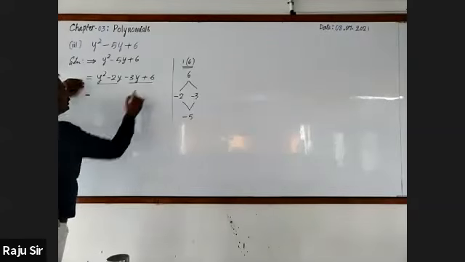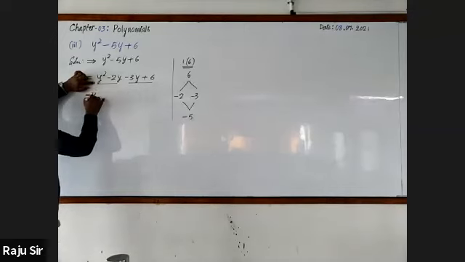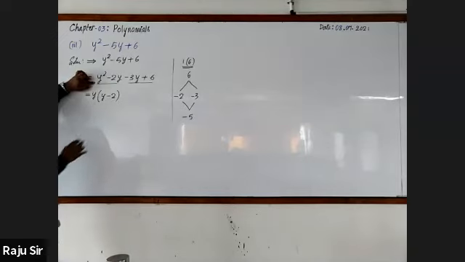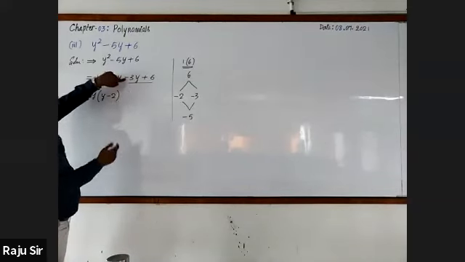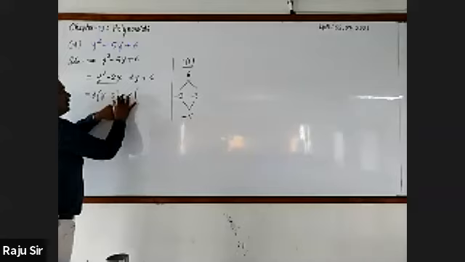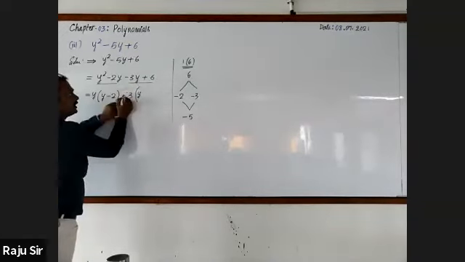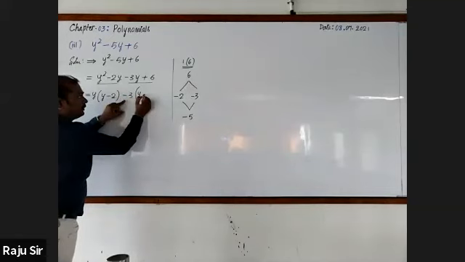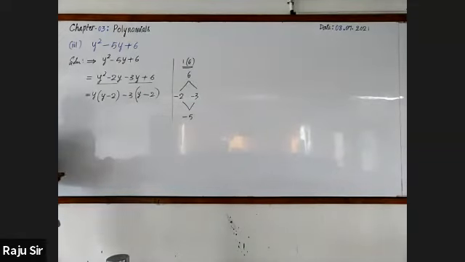Group them by taking two terms. In the first group, y is the common factor, remaining y -2. In the second group, observe that 3 and 6 are multiples of 3, so you can take out 3 as a common factor. Here it is minus 2, so you can take -3 as the common factor. Now, -3 into y is -3y. Next, here we have +6. You get minus into minus, plus 3 into 2 is 6.